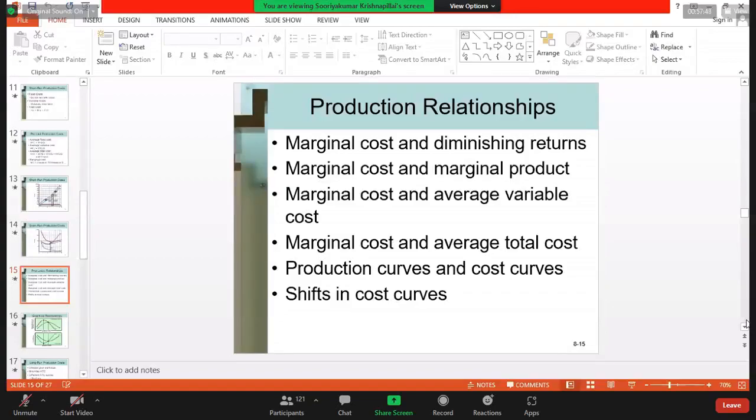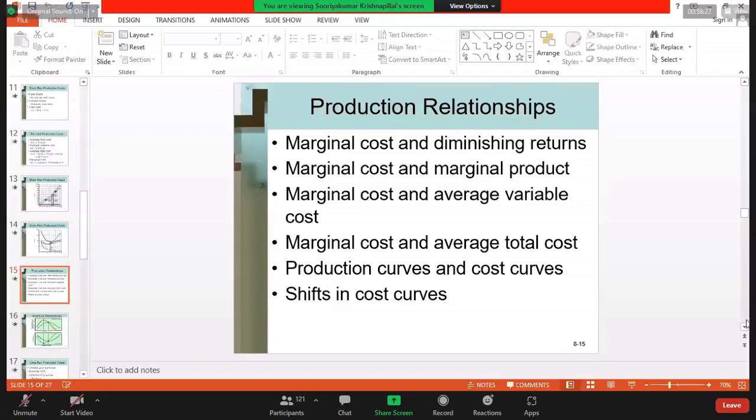If the input price changes, the production curve will not change. So the total product, marginal product, and average product curves will not change by the input price. So that is only the production relationship. But when the input price increases, that means here in the short run, the fixed cost will not change.